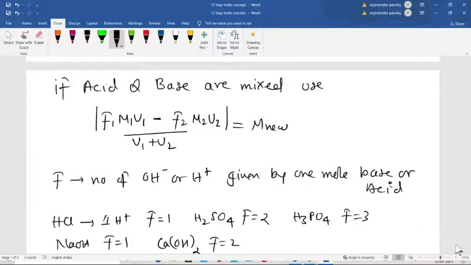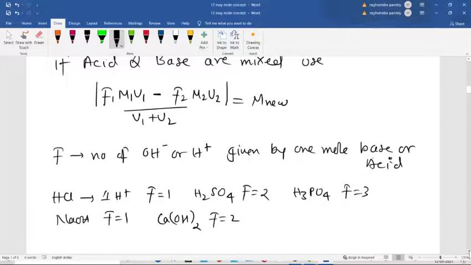Now, how to solve it? Let's see. You only have to remember this. Suppose HNO3, F is equal to 1. These are the typical acids which will come. But you will learn eventually when you study inorganic, you will learn 20-30 acids.